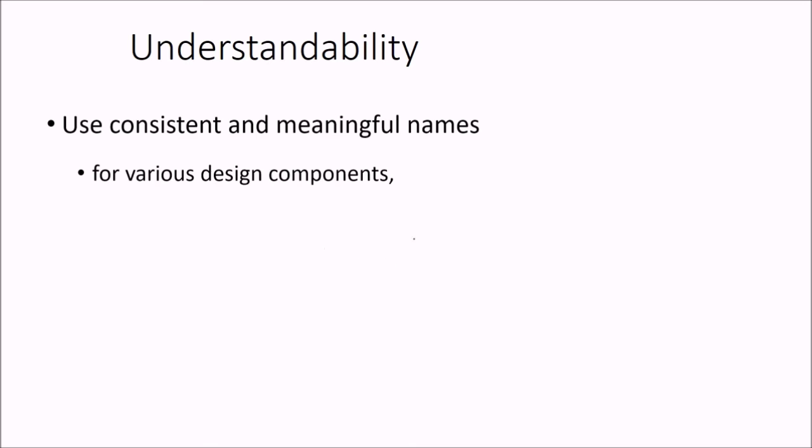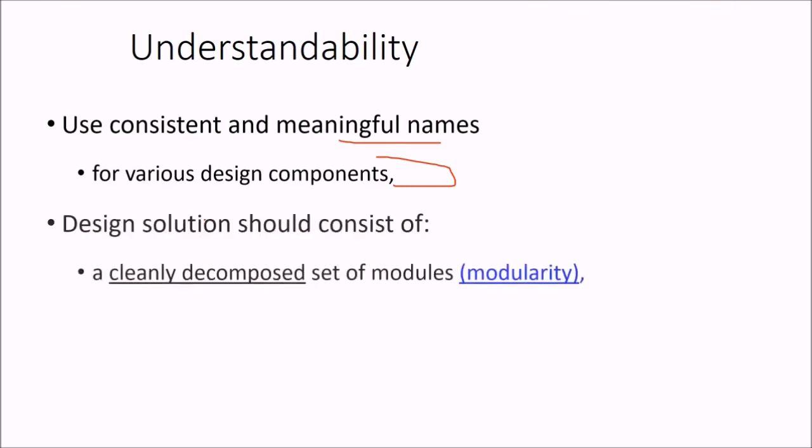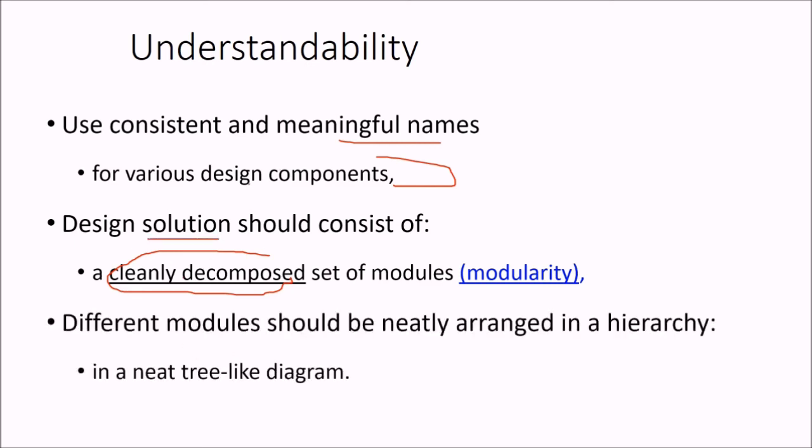But what exactly do I mean when I say understandability? I mean use consistent and meaningful names for all the various design components. And the design should consist of a cleanly decomposed set of modules. There has to be modularity, as we have seen in our structured way of programming. Each module should be well made and well connected also. We'll talk about cohesion and coupling in a short while. But for now, a cleanly decomposed set of modules is a good sign. And these modules should be arranged in a proper hierarchy, like a neat tree-like diagram.